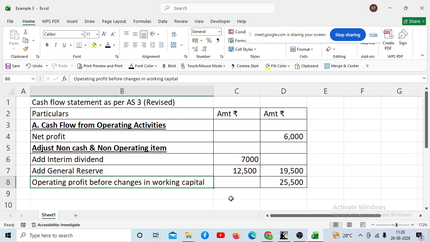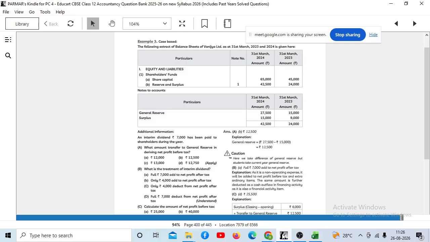Okay. Now keeping this format in your book, you answer these questions. See, what is the first question they are telling? What amount is transferred to general reserve in deriving the net profit before tax? Just refer to your format and tell me how much you have added for transfer to general reserve. 12,500. So 12,500 is the correct answer, right?